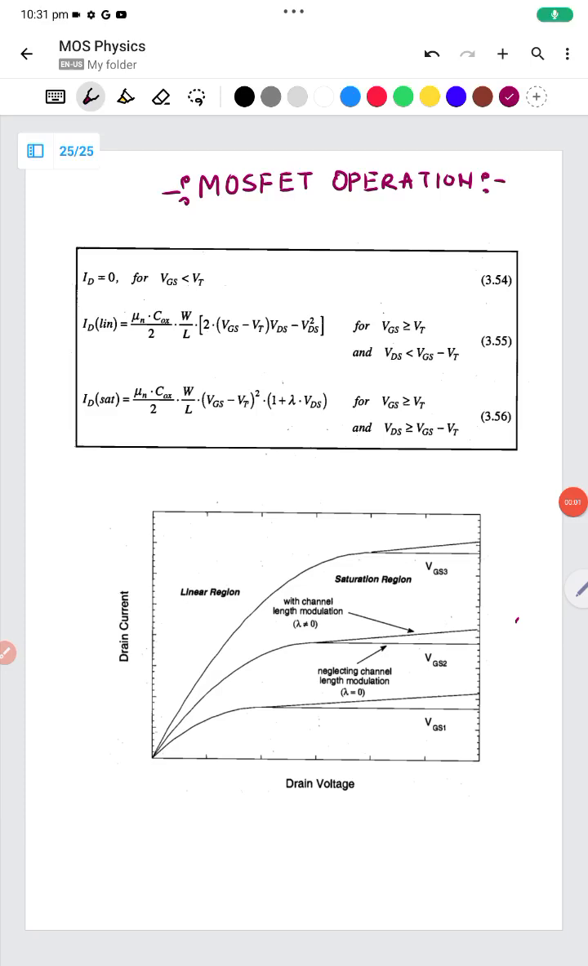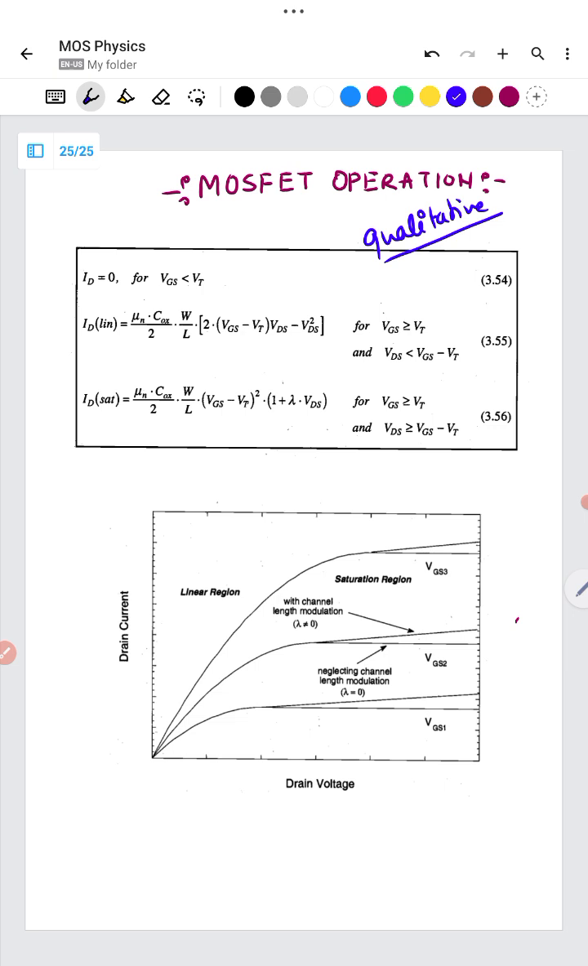In this lecture, let's understand the MOSFET operation. Remember, we are just understanding it qualitatively. We are not understanding it quantitatively. We are just understanding it with a qualitative discussion.